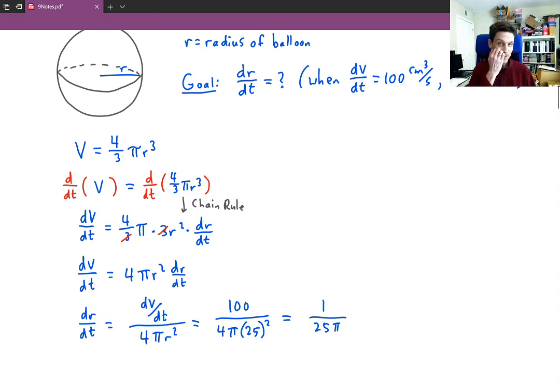And then you've got to think about the units. Again, the derivative, if you write it using Leibniz notation like this, like dr/dt, then the units are going to be the units of r over the units of t. Now r is measured in centimeters, and t, it looks like, is represented in seconds. We got that from the dV/dt. t is represented in seconds. So we have centimeters per second.